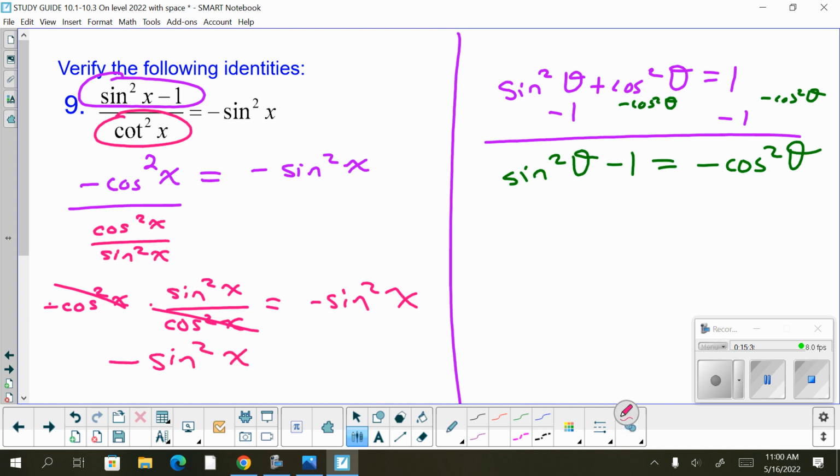And then it has been verified. That was not the easiest one in the universe, but once you rearrange that Pythagorean identity, the replacement kind of works. And you do have to know how to divide by fractions, I guess.